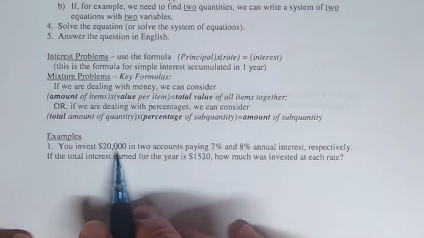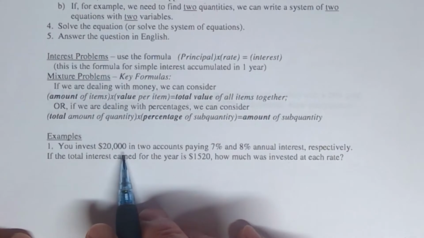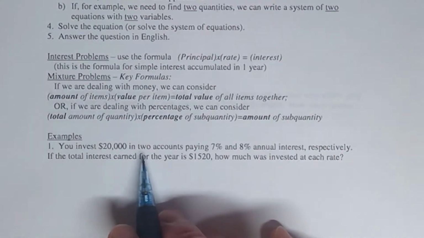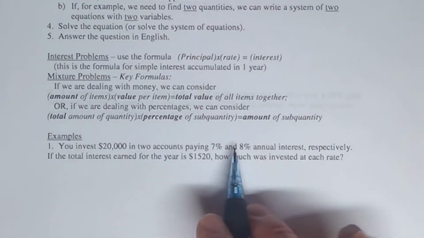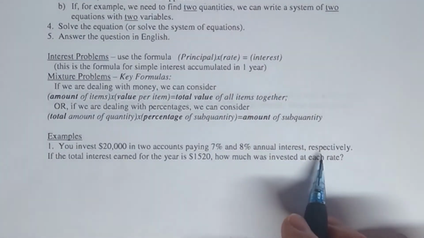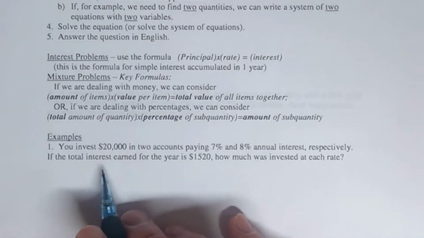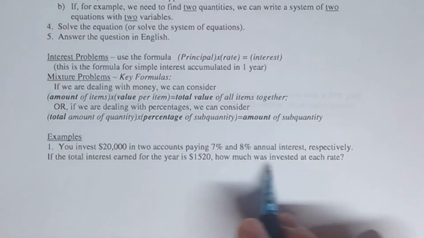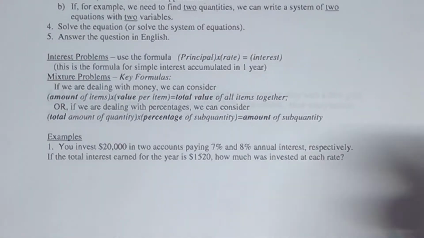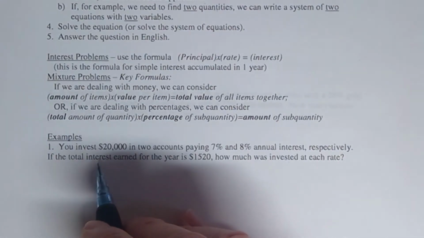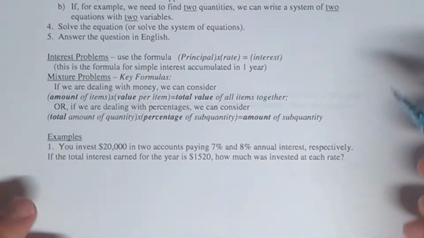It says you invest $20,000 in two accounts. That means $20,000 combined in the two accounts. And they pay 7% and 8% annual interest, respectively. If the total interest earned for the year is $1,520, how much was invested at each rate? First of all, I want to remind you that what you invest is not the same as interest. We'll get into that right now.